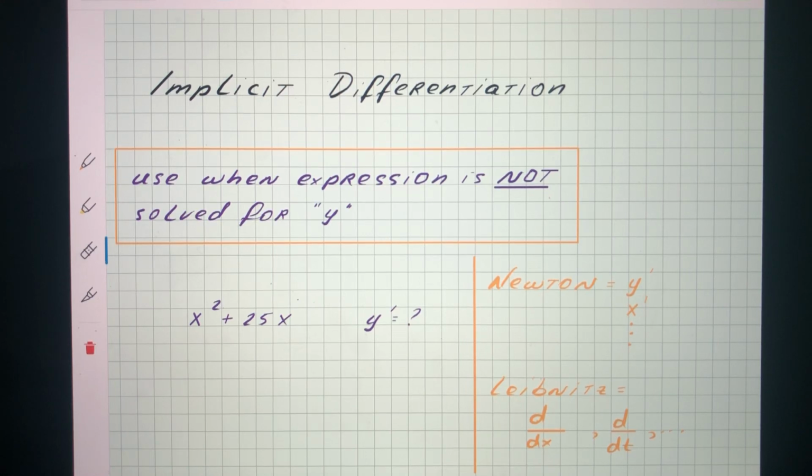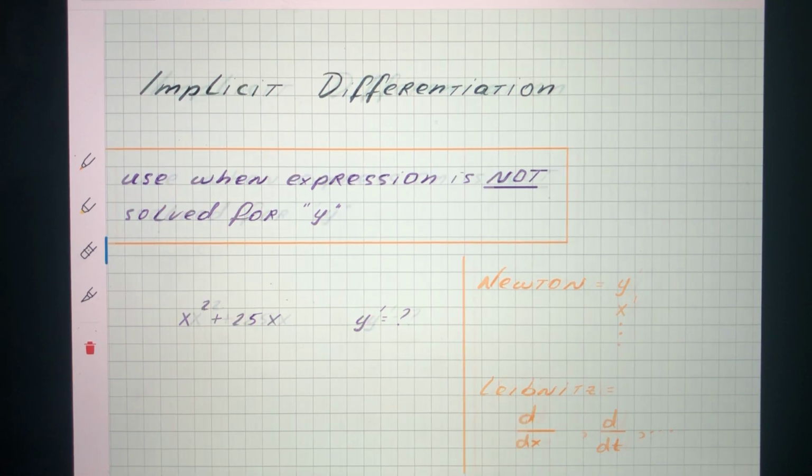Hello, this video is about implicit differentiation. We use implicit differentiation when we take a derivative of an expression that is not solved for the y. All the questions so far have been solved for the y. So here is one example.